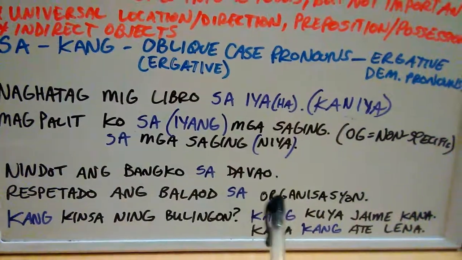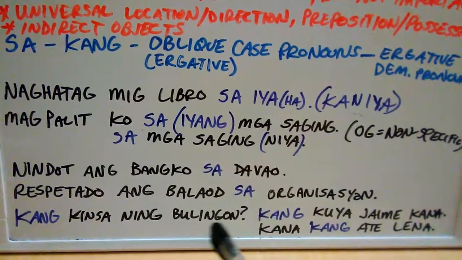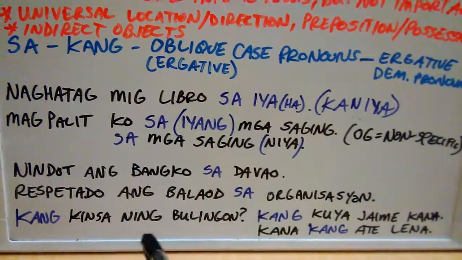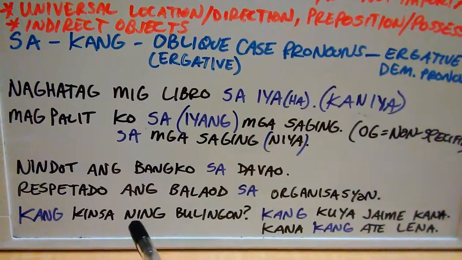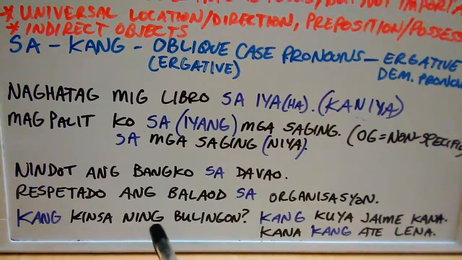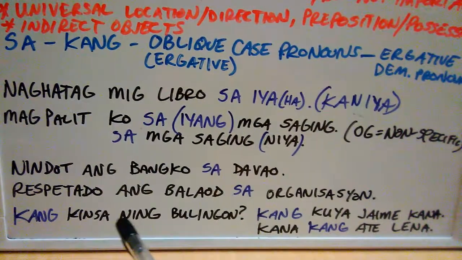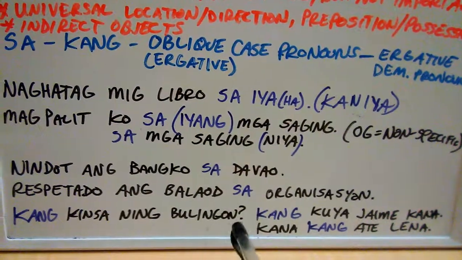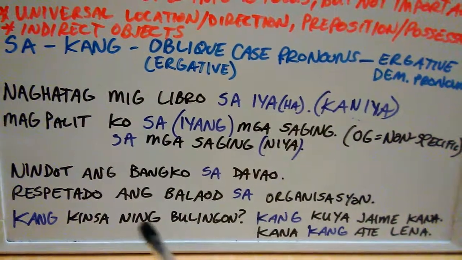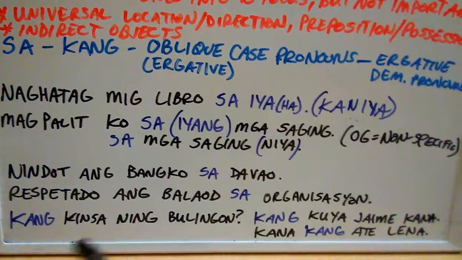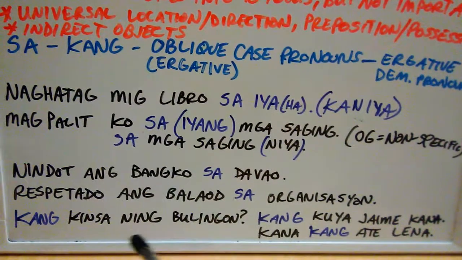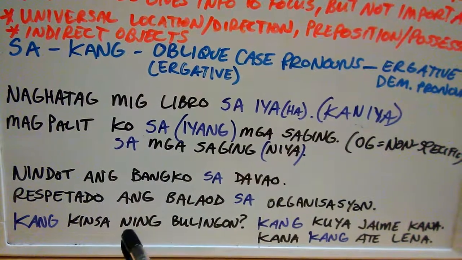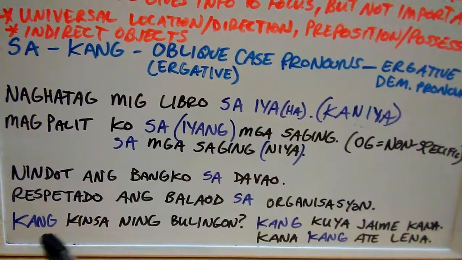It's showing ownership. Kang kinsang ning bulingon. Kang kinsang ning bulingon. Whose dirty laundry is this? Look, ni is the short form for kani, right? Ni, and then it has the nga ligature, right? So kani nga bulingon. We shortened it to ni nga bulingon, ning bulingon. For whose dirty laundry these, right? So this is our absolutive, all right, because it's in the ang set of markers. This is our focus. And then kang, to who.